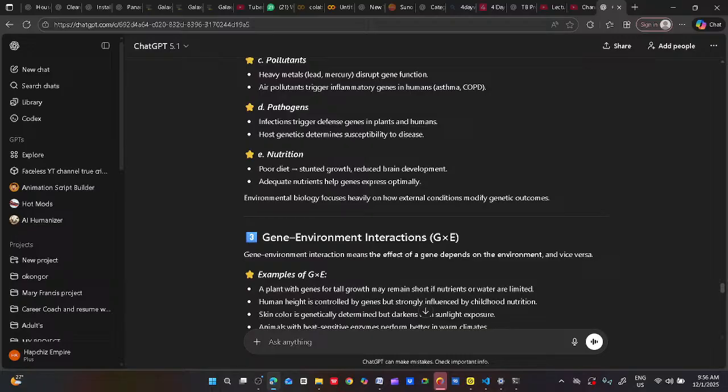Then adequate nutrients help genes express optimally. See, under normal circumstances, let me just add that example. When someone is feeding well, you see it from that person. They will be asking you about skincare products, what is your secret? What is your secret? Not knowing that you cherish good food.